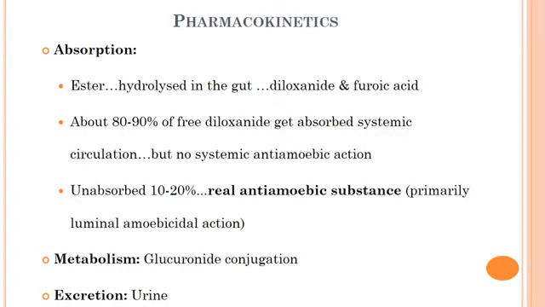Pharmacokinetics: absorption: it is an ester and is hydrolyzed in the gut by bacteria to produce diloxanide and furoic acid. About 80 to 90% of free diloxanide gets absorbed into systemic circulation, but it does not have any systemic anti-amoebic action. The unabsorbed 10 to 20% of free diloxanide is the real anti-amoebic substance and produces primarily luminal amoebicidal action. Metabolized by glucuronide conjugation and excreted by the kidney in urine.